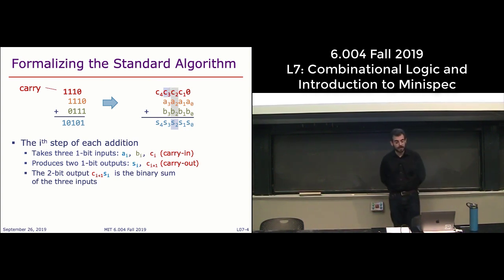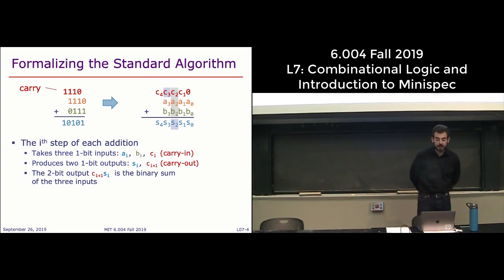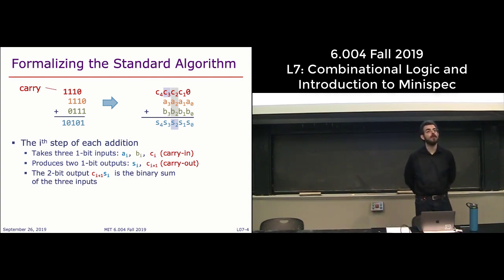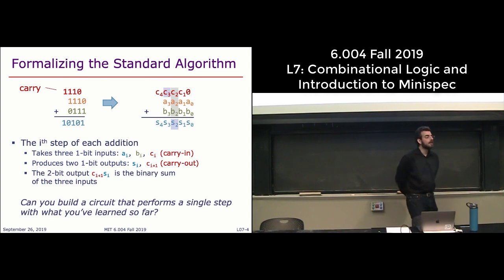Right? So we can say that we're producing a sum and a carry out bit, and we're taking in A, B, and a carry in as 1-bit inputs. And this is just the binary sum of the 3 inputs. So now, given this, can you build me a circuit that performs this one particular function? Take 3 1-bit inputs and produce a 2-bit sum of the inputs with the techniques that we've seen so far.